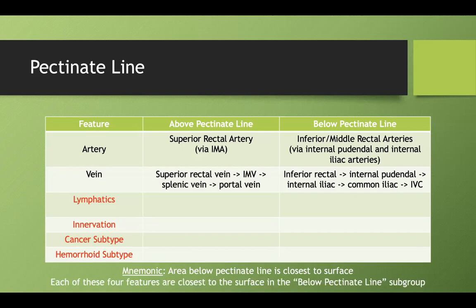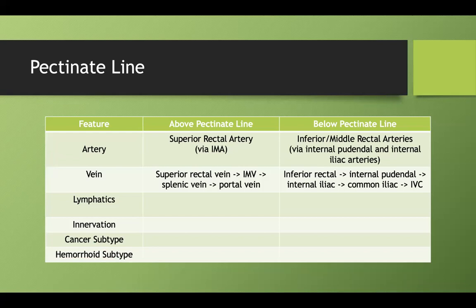And so when I think about the lymphatics, the innervation, the cancer subtype, and the type of hemorrhoid, when I'm thinking about which is which, I always think about which of the named features sounds closest to the surface. And so let me explain what I'm talking about as we go through this.